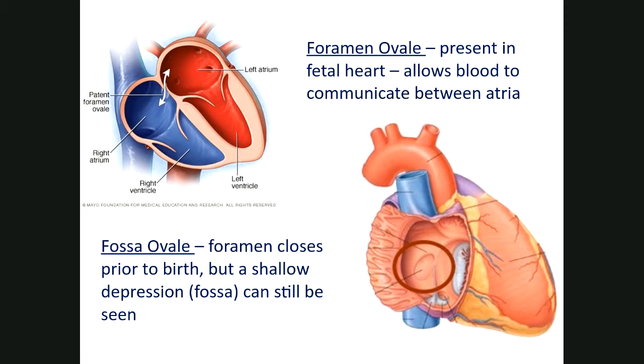So here is the right atrium. You can see the superior vena cava and inferior vena cava. In fetal circulation, this was called the foramen ovale. There was an actual space here, and upon birth, it should close up, and it looks like this, which is called the fossa ovalis. It's a shallow depression that exists inside the right atrium.